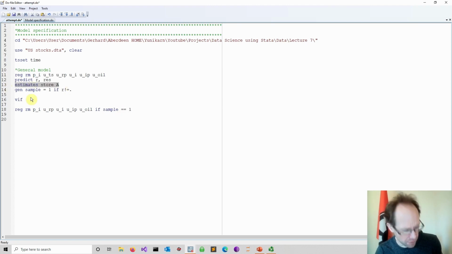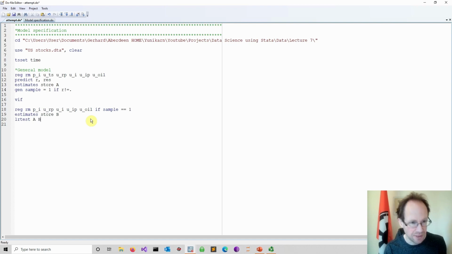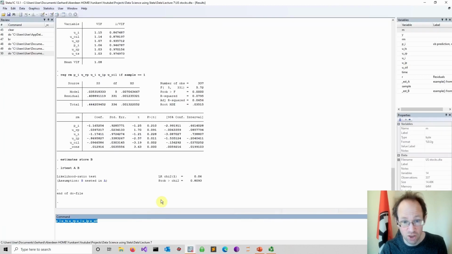Good, again I do an estimate store, and I do an estimate store B in this case, and then what I would suggest is to do a likelihood ratio test. So LR test AB. So this is basically testing whether this restriction is valid. That's a good idea to do, in particular if anything is going on also regarding multicollinearity. This is a good idea to try and see whether this restriction is valid.